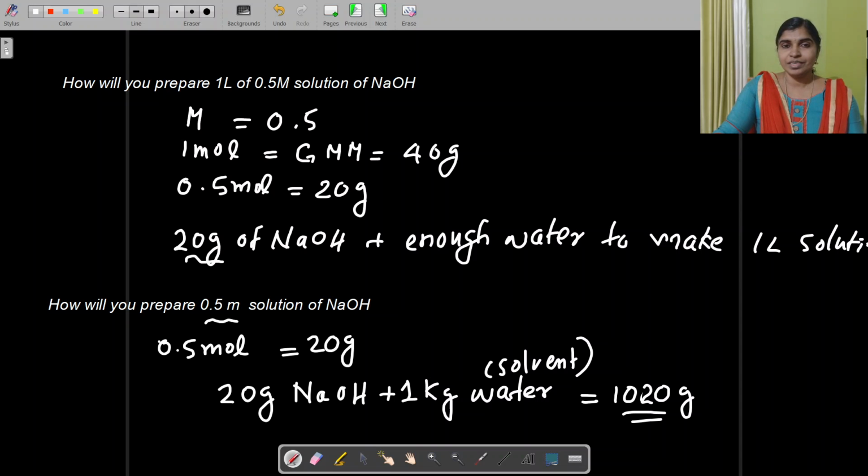The molarity is the number of moles of solute dissolved per liter of the solution, and molality is the number of moles of solute per kilogram of the solvent. So molality is not liter. What is meant by that? It is not related to liter, it is related to kilogram. Okay.